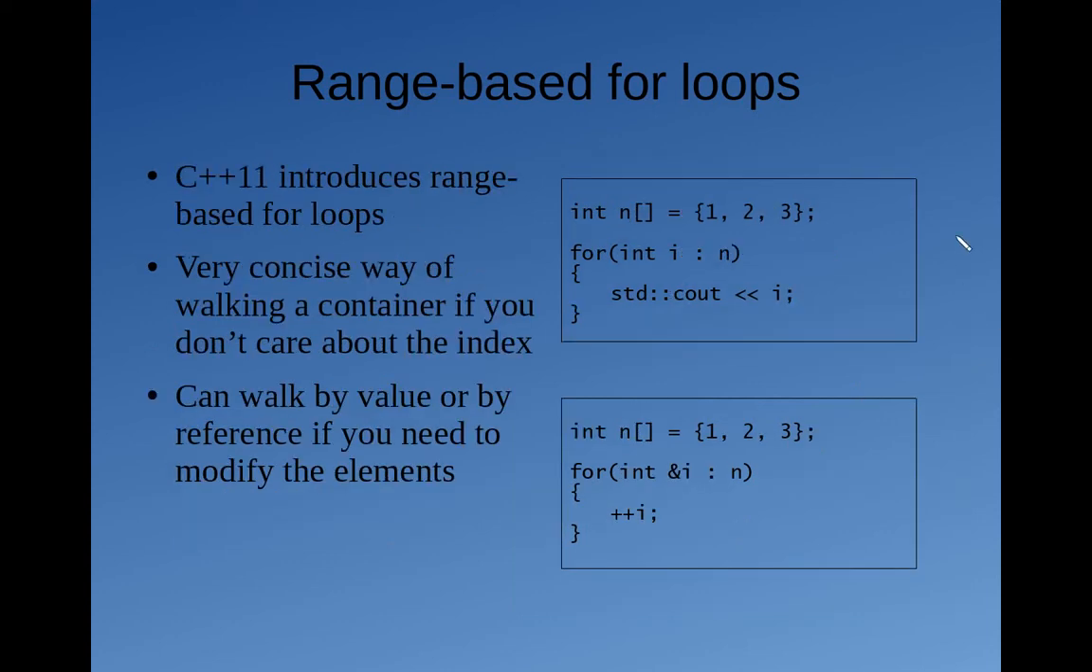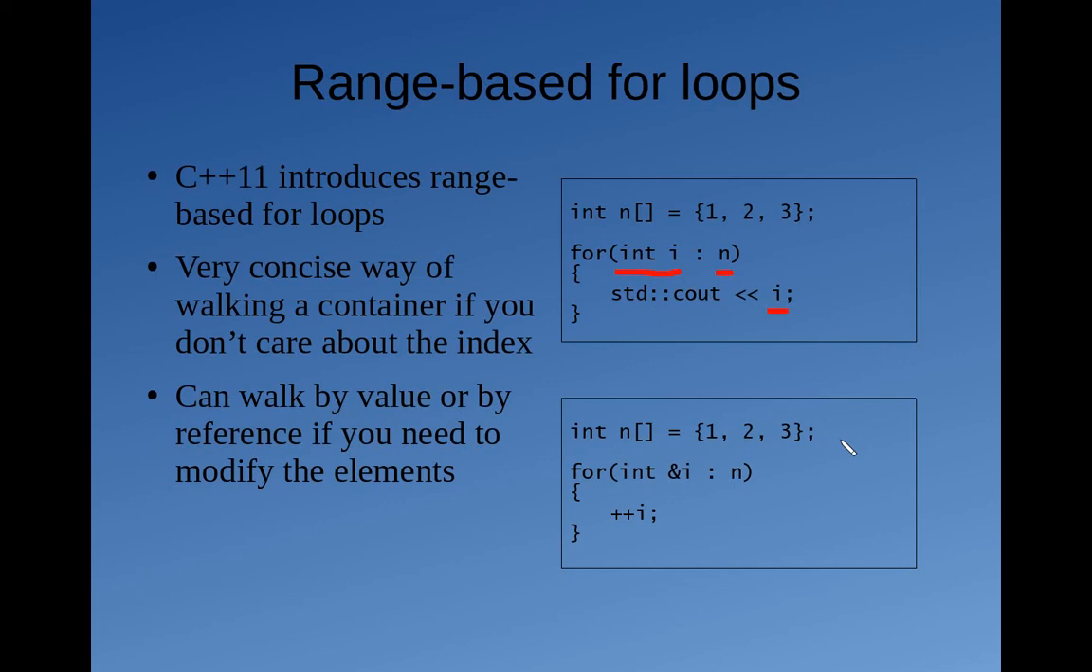Well, as it turns out, C++11 delivers. So C++11 introduces range-based for loops. So in a range-based for loop, you specify the name of the element and then the container. And then the compiler will walk the container by whatever means it has to. It will use iterators if they're available. And then inside the body of the for loop, you just use that name of the element.